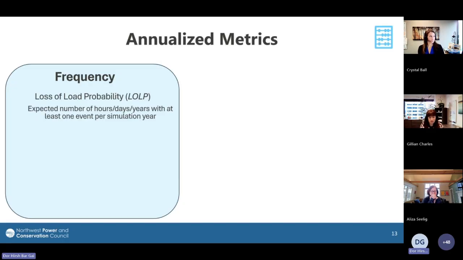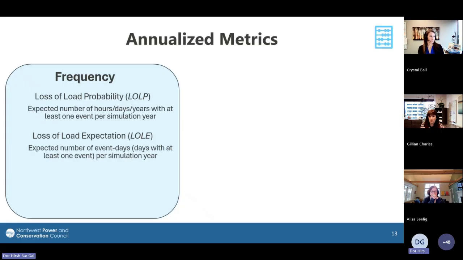Loss of load probability, or LOLP. The way we tend to interpret it, though in the next slide we'll see the actual mathematical definition, is expected number of hours, days, or years. The council has previously used years, with at least one event per simulation year. And so it basically is a measure of how often we would expect that a year would have at least one event.